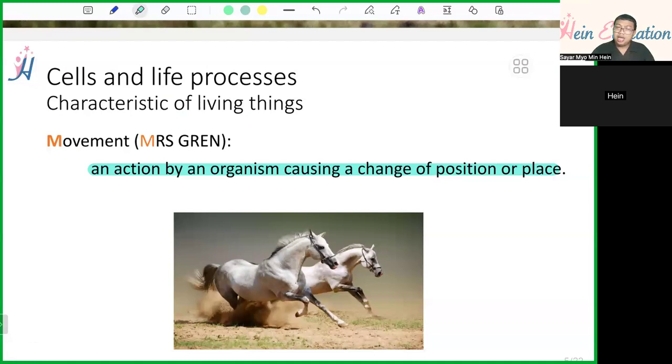So you may have a question. Wait, hold on, Hein. Even a car or an aeroplane can move, but why don't we consider them a living thing? I have an explanation for that. For the living, it means changing of position or place by themselves. Imagine you want to go grab a cup of water, then you can move by yourself and go grab a glass of water. But a car or an aeroplane cannot move on their own. So this is one of the distinct characteristics that living organisms share: an action by an organism which causes a change of position or place. This is the very first characteristic of living things, which is movement.